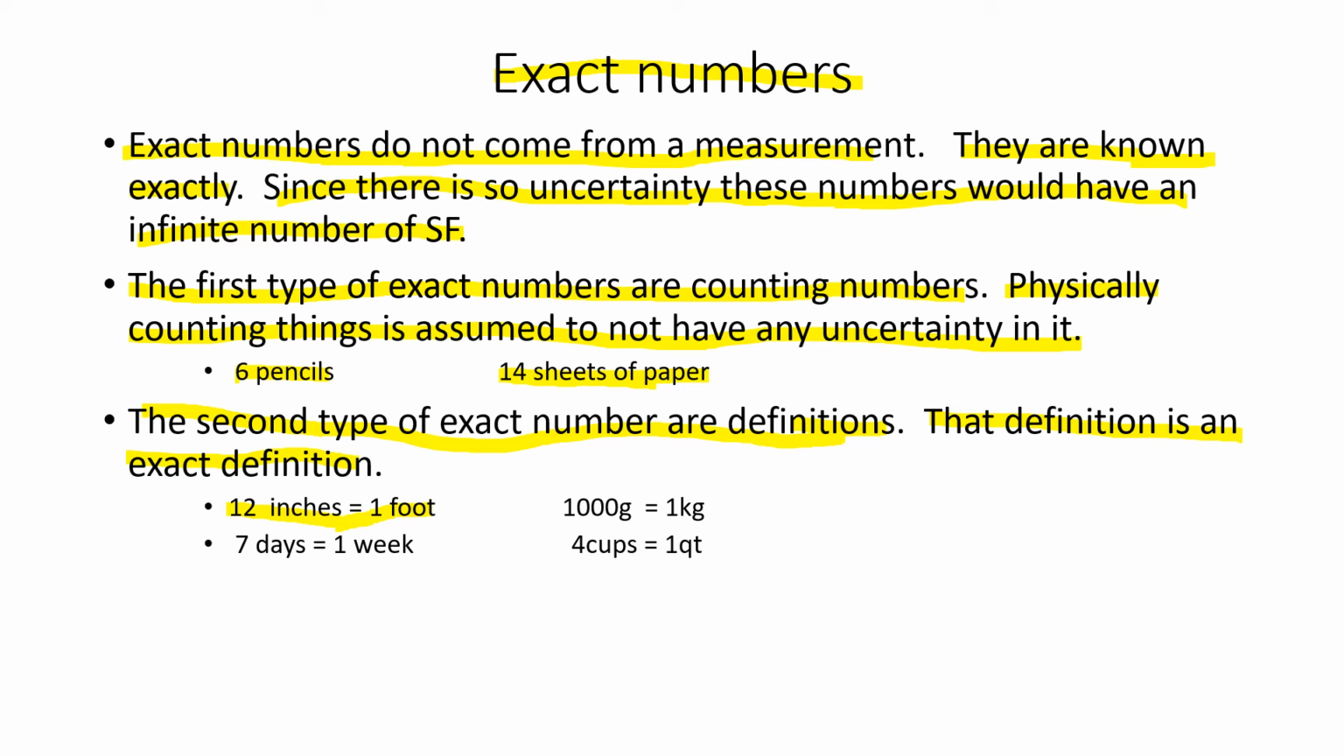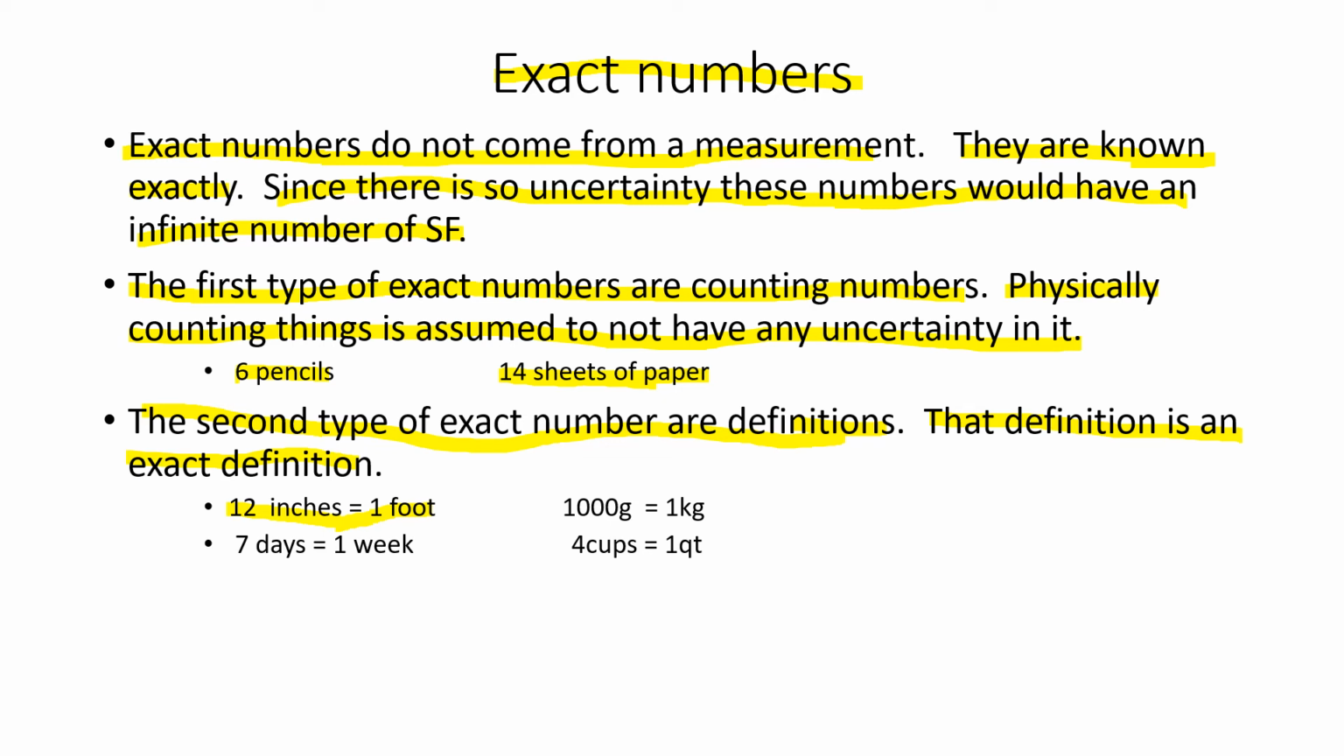This is exactly 12 inches equals exactly 1 foot. That's the definition. We understand that that's exact. That didn't come from a measurement. That came from an exact definition. Those would have an infinite number of significant figures.